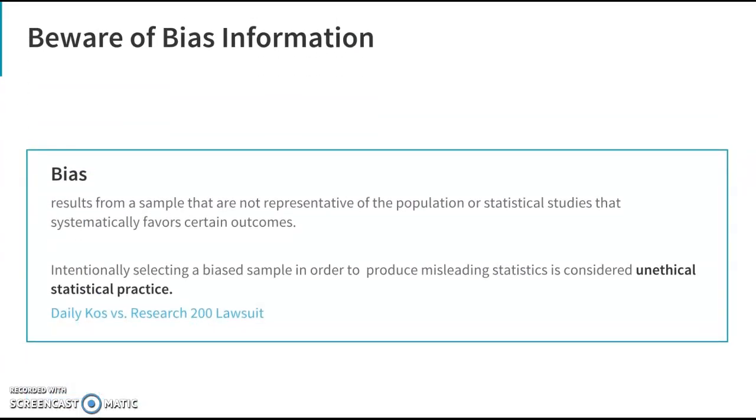Okay, now beware of biased information. It's a result from a sample that does not represent the population, or statistical studies that systematically favor certain outcomes by, say, not asking a certain group of people a certain question. So you leave those people out of your study because you want to push it towards a certain result. Okay? Intentionally selecting a biased sample in order to produce misleading statistics is very unethical, and it actually results in a lawsuit.